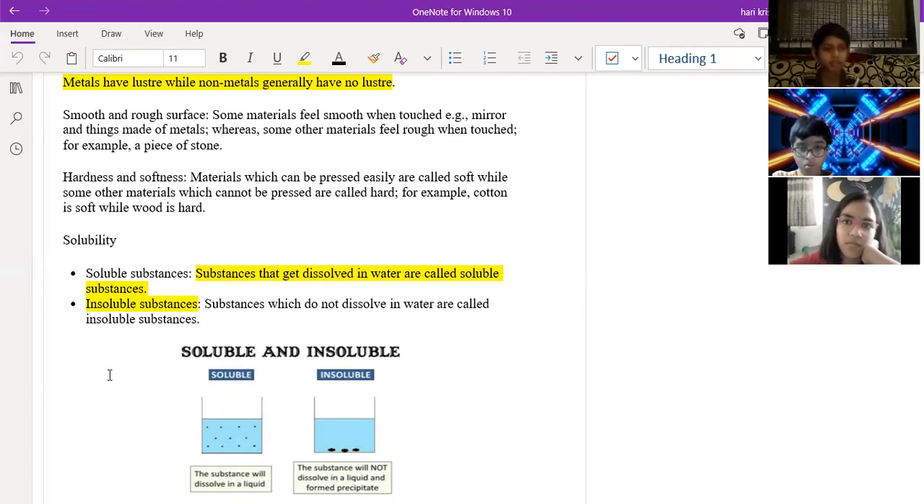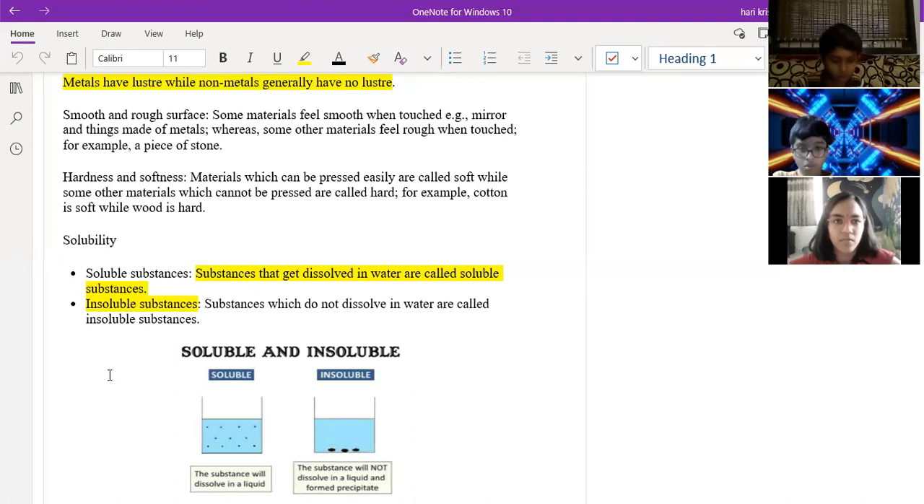For example, if you take a stone and an iron rod, how can we separate them? Or if you take plastic and iron, how can you separate them? Plastic will have a smooth, lustrous surface, but what about the iron or the stone? They will have a little rough surface. So based upon that, we can separate them.